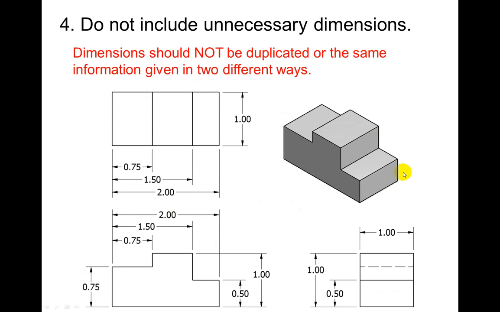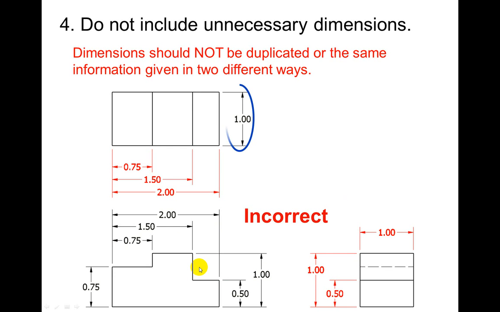Do not include unnecessary dimensions. Dimensions should not be duplicated or the same information given in 2 different ways. As you can tell here, there are several places where they have duplicated these dimensions. Notice for our length, they did it on both the top and the front. Height, they did it on the front and the right. You get the point. So that's why this is incorrect. You need to take off all those extra dimensions.